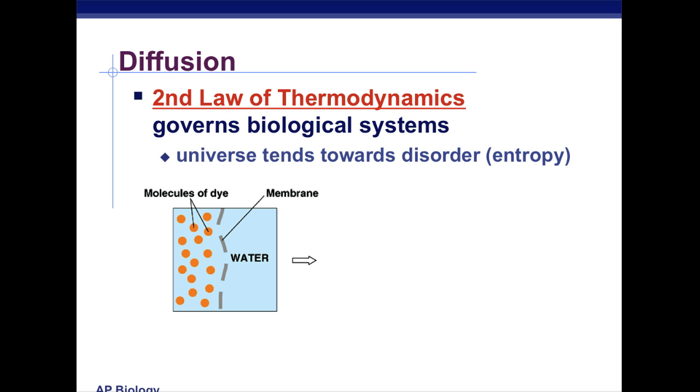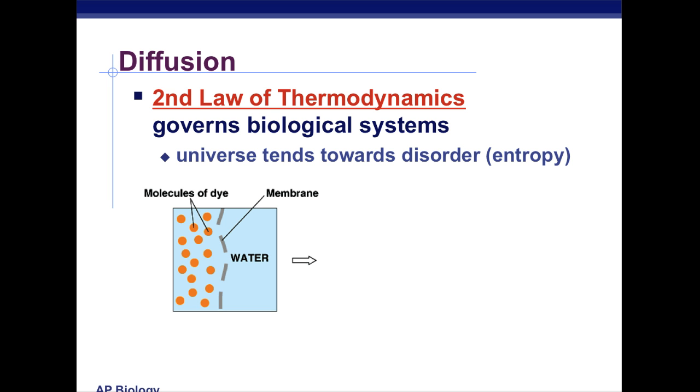You may remember this term from chemistry, you may not. But entropy is talking about the amount of disorder. So in general, the universe tends to move towards disorder. If you think about it, if something dies, the body goes from an ordered state to a disordered state of decay over time.